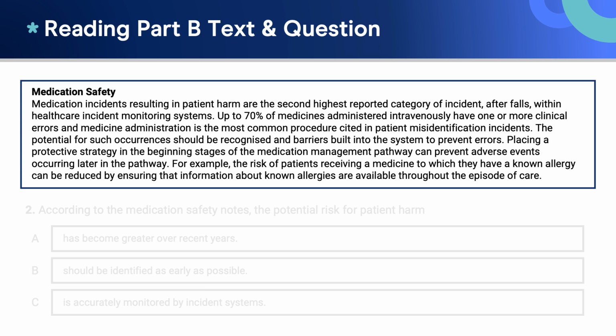The potential for such occurrences should be recognized and barriers built into the system to prevent errors. Placing a protective strategy in the beginning stages of the medication management pathway can prevent adverse events occurring later in the pathway. For example, the risk of patients receiving a medicine to which they have a known allergy can be reduced by ensuring that information about known allergies are available throughout the episode of care.